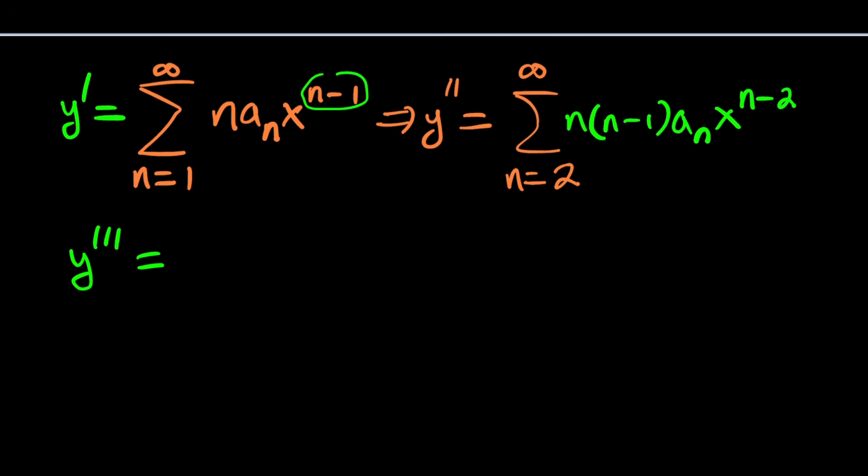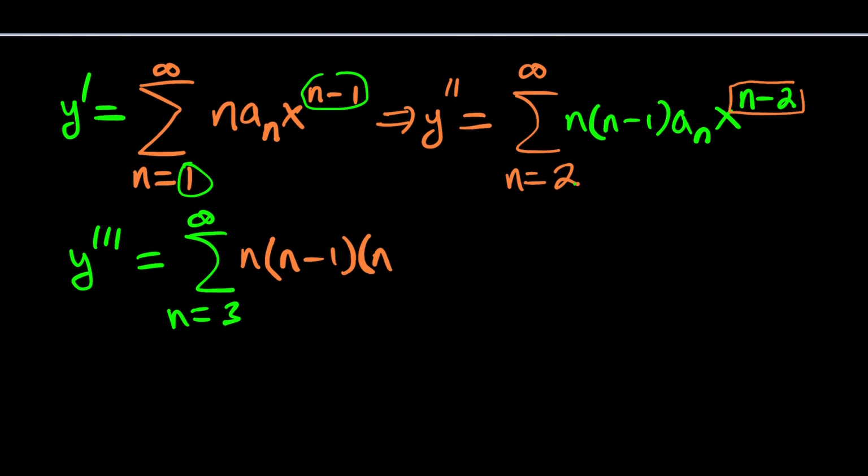And the third derivative, y triple prime, is going to be n equals 3. So you can kind of tell the first derivative starts with n equals 1, the second starts with 2, third with 3, and so on and so forth, okay? Now we're going to bring this one last time, n minus 2. It's going to look like this, n times n minus 1 times n minus 2. And we're going to have the a sub n again.